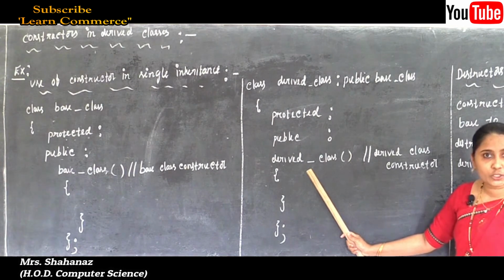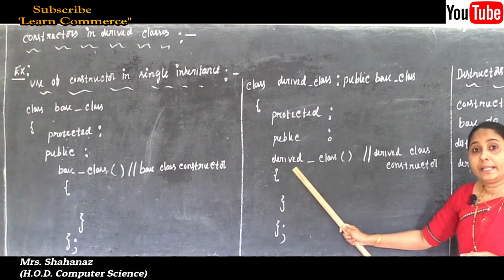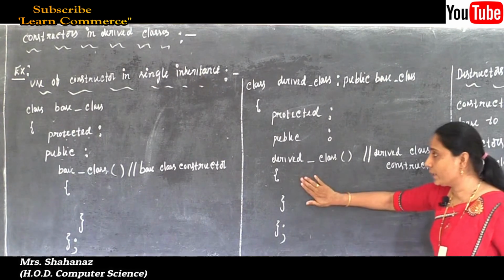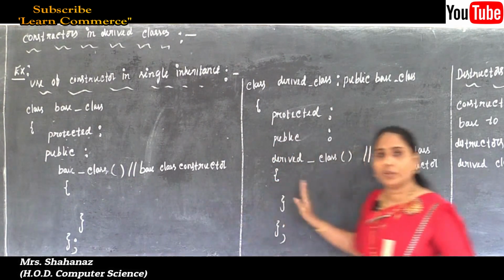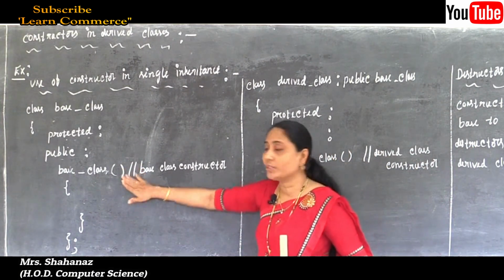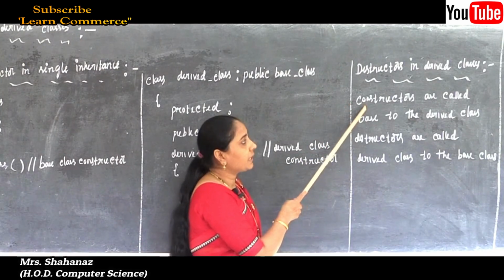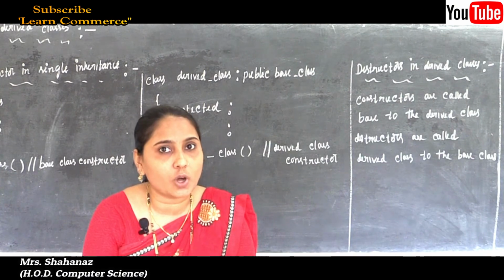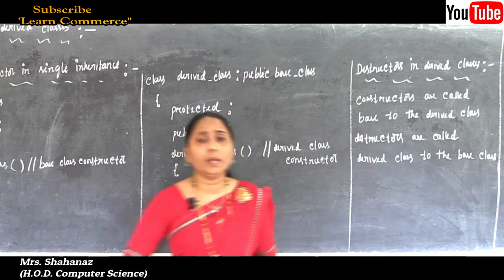But when you are going to destroy, first of all we need to destroy using the derived class, then the base class is destroyed. Why? Because we know that the derived class passes arguments to the base class constructors. So finally, in destructors in derived classes, the constructors are called from base to derived class, but destructors are called just in the reverse order, that is from the derived class up to the base class. Thank you.